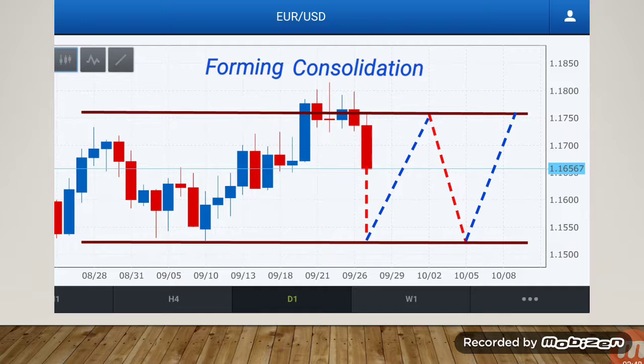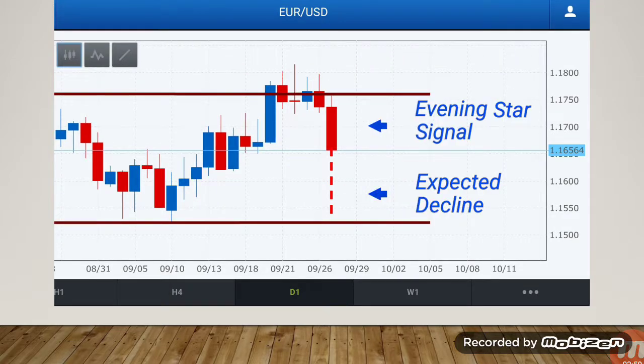So the signal given here is what we call an evening star, and this is expected to lead to a movement that takes us down towards this area here over the next couple of days, which should provide us with a trading opportunity of between 50 and 70 pips, or depending on where the signal is given, we can perhaps aim for a target of up to 100 pips.